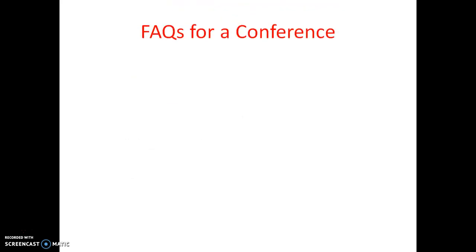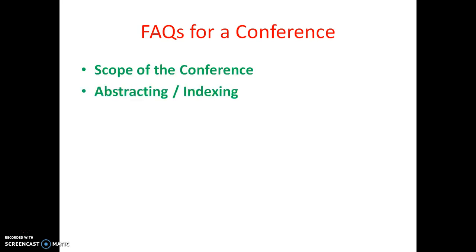Next, for a conference, how can we proceed? For a conference, first we need to see the scope of the conference. Abstracting and indexing has to be seen. Of course, if you would like to send a paper to an IEEE conference, that will be published in the IEEE digital library. That means that comes under Scopus. So obviously that is a Scopus publication. Of course, it's not a Scopus journal, maybe you can call it a Scopus conference.